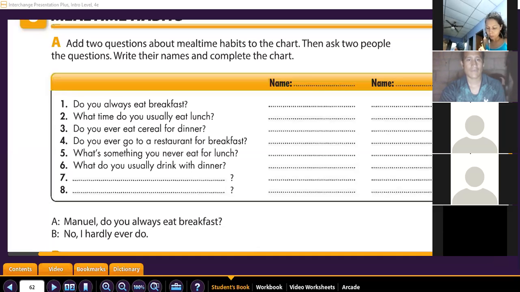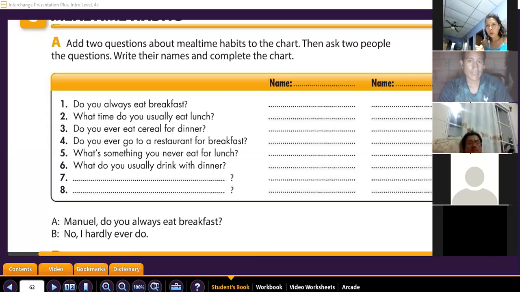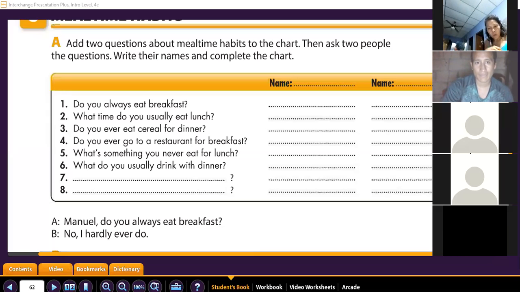Now, Rebecca, what do you usually check on Facebook? ¿Cuándo utilizas tú el Facebook? Okay. Si es cuando sería when. When do you usually check your Facebook? Bien.